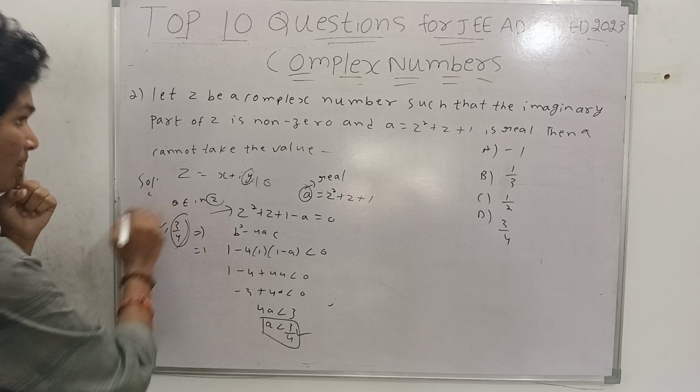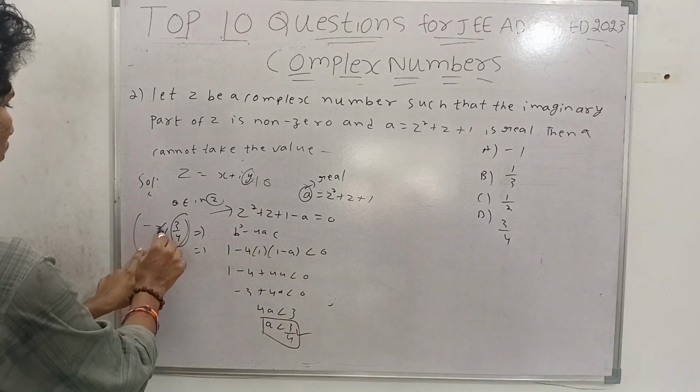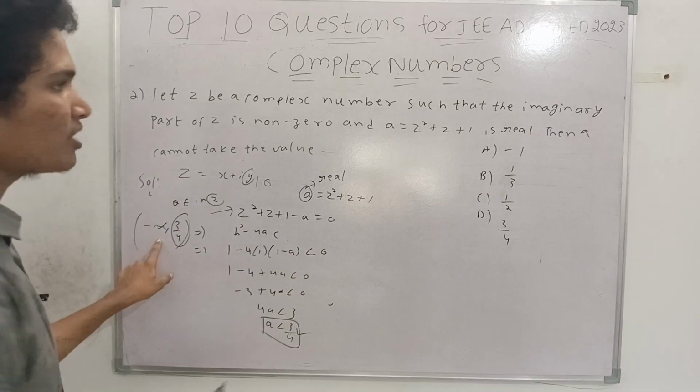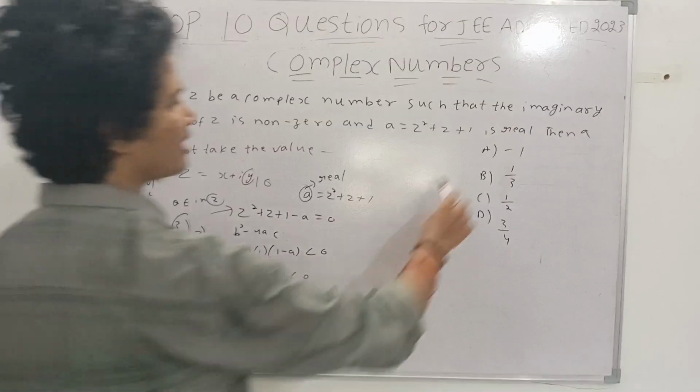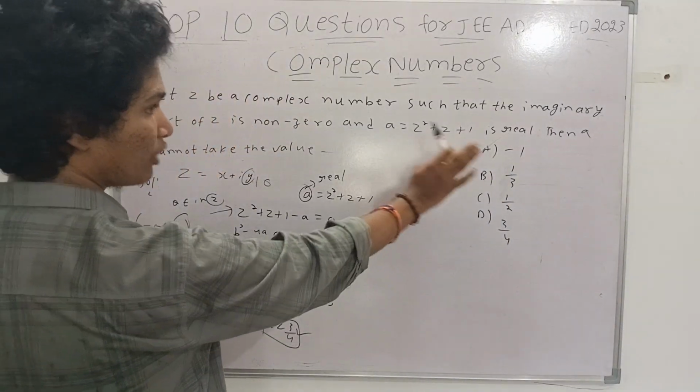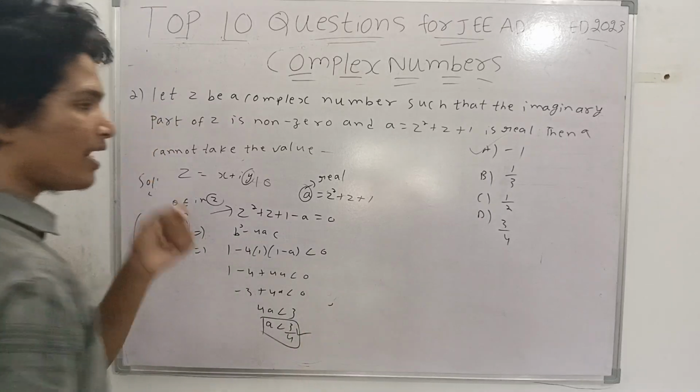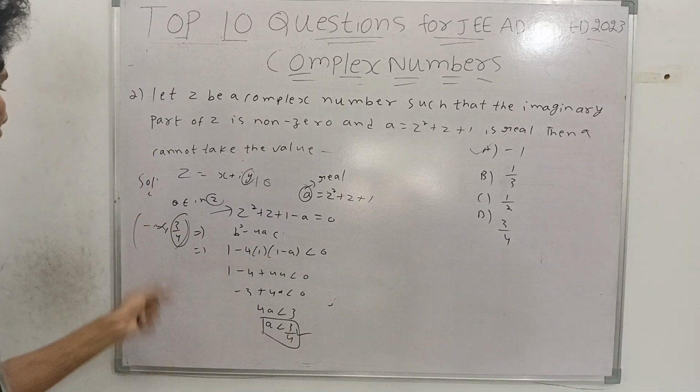Open 3/4. But in the options, what are the values that come in this range? -1. Yes, it is coming in this range. Yes, it is correct, but it is not the correct option. Wait, 1/3. What is 1/3? 1/3 is 0.3. It is in this range.